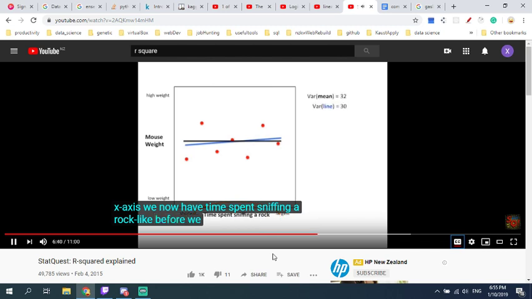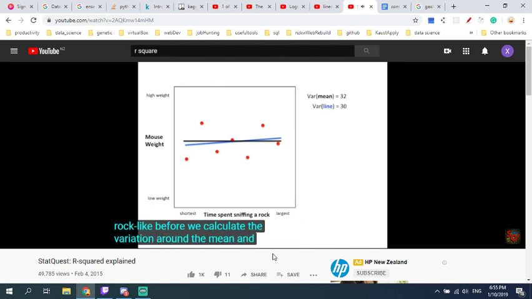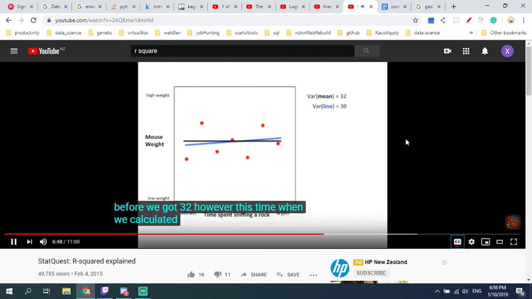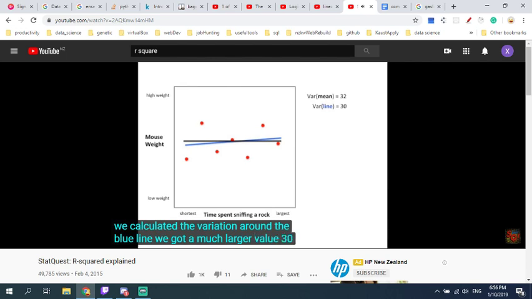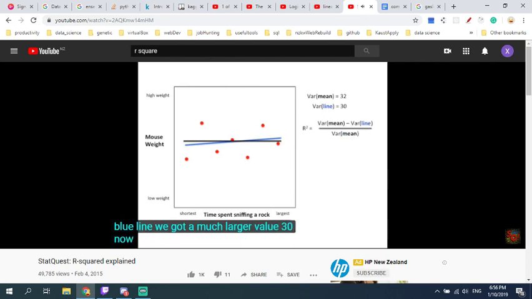Like before, we calculate the variation around the mean, and just like before, we got 32. However, this time when we calculated the variation around the blue line, we got a much larger value, 30. Now, we just plug those values into our formula for r squared.